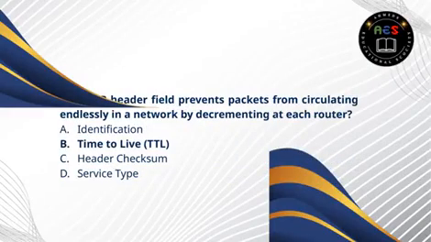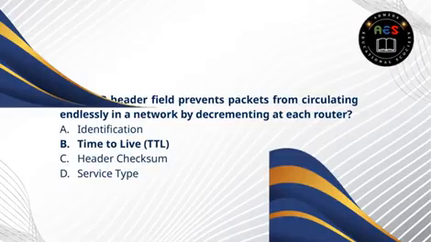All right, let's take a closer look at this question. It's asking about a specific IP header field that prevents packets from circulating endlessly in a network. Now, why is this important? Well, in a large network, packets can sometimes get caught in loops, which can waste bandwidth and cause congestion. To prevent this, IP packets include a field that helps control their lifespan. And that field is the time to live, or TTL.